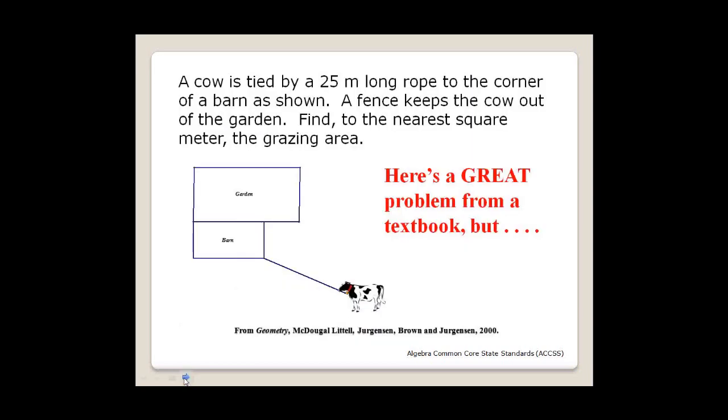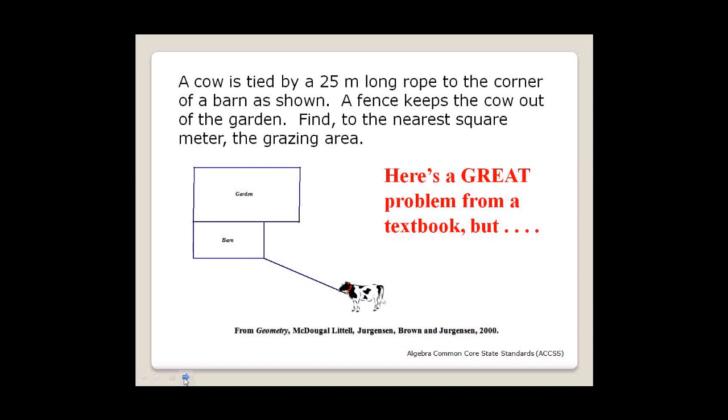Here's a great problem from a textbook. But, I'll come back to the but. This is a geometry textbook, and you have a cow tied by a rope that's 25 meters long, and the dimensions aren't shown on here, but they exist. There's a barn and a garden, and the garden has a fence around it. So how much grazing area does the cow have?